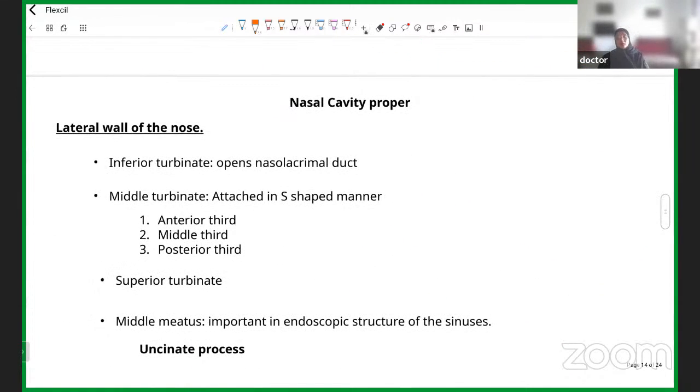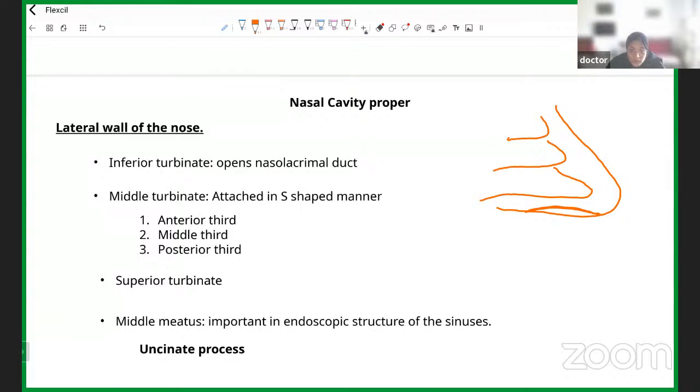All right. So now the important thing that we should cover for our examinations is the lateral nasal wall. So the lateral nasal wall, if this is your nose and this is nares, it is divided into three parts. One is superior concha. Then you have middle concha. And then you have inferior concha. Superior, middle, and inferior concha.